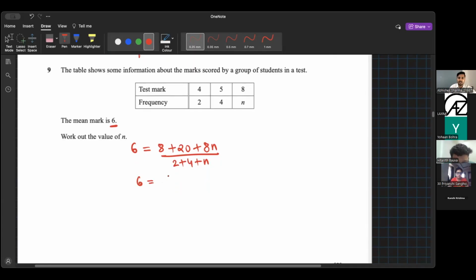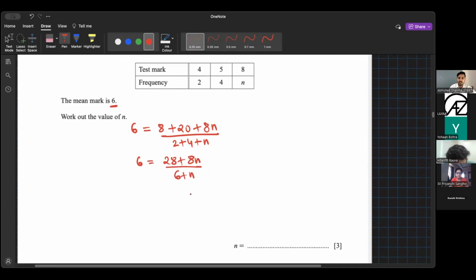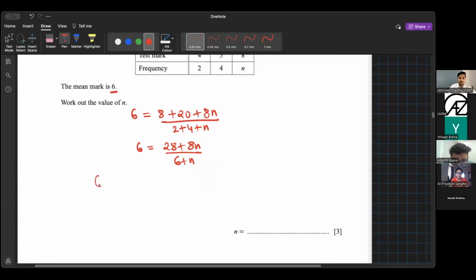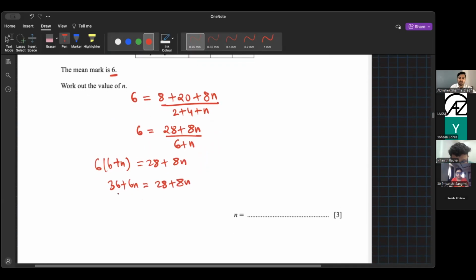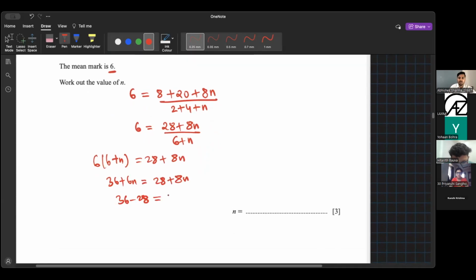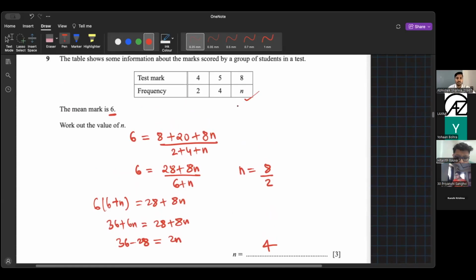Now we can write this as 6 is equal to 28 plus 8n over 6 plus n. Now we'll take this to the LHS. So 6 multiplied by 6 plus n is equal to 28 plus 8n. Now 36 plus 6n is equal to 28 plus 8n. So 36 minus 28 is equal to 2n. So n will be equal to 36 minus 28, which is 8, divided by 2, that is 4. Clear? So the answer is 4 for the value of n.